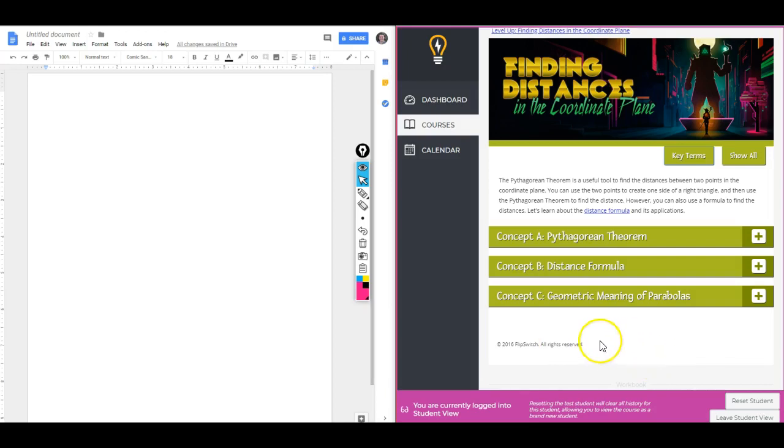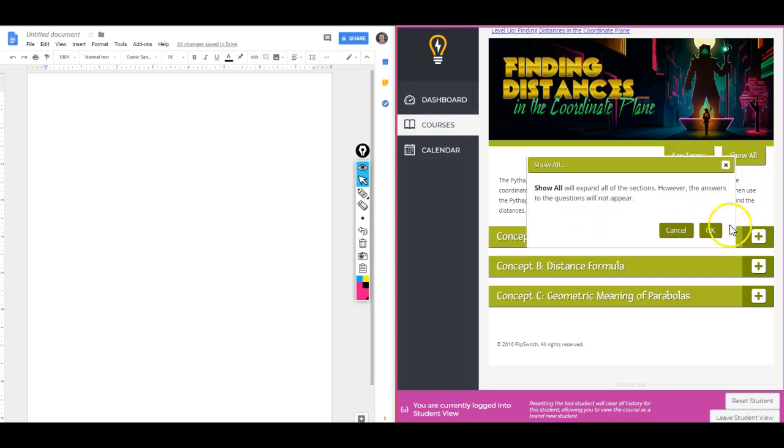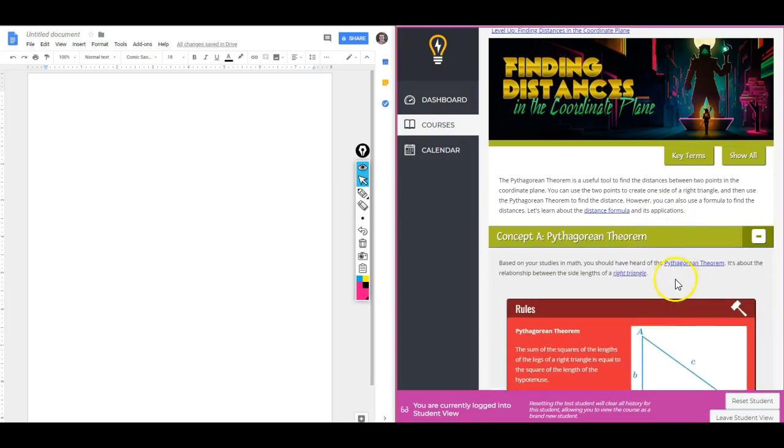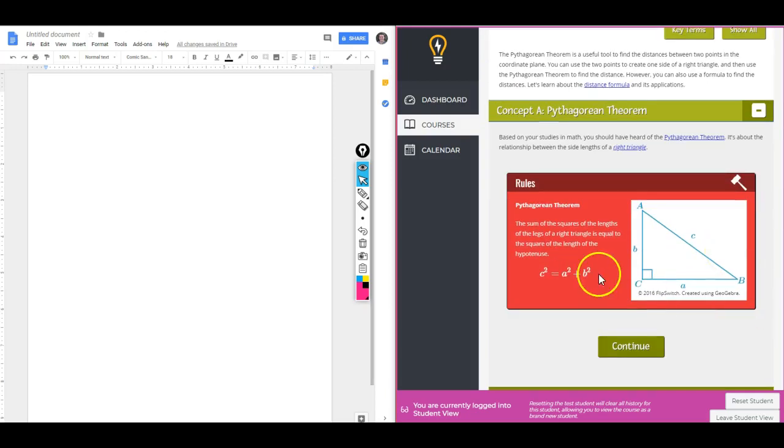The other thing that I wanted to show you is if you click this show all, it will actually expand every single one of these and it'll show you a list. So if you clicked OK, it would expand every single one of these and you would then just be able to scroll through it.